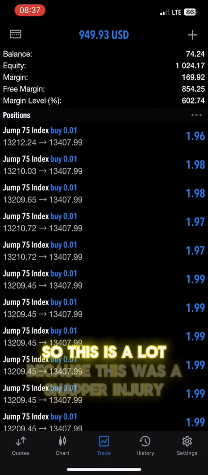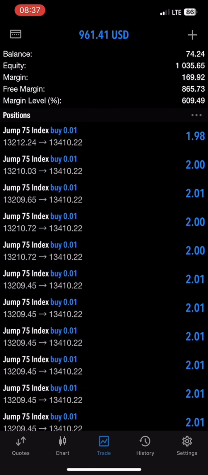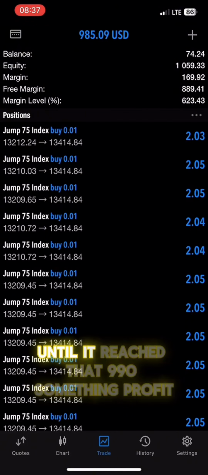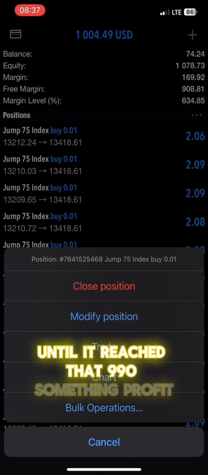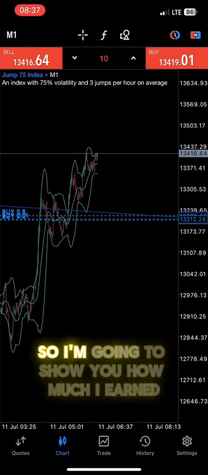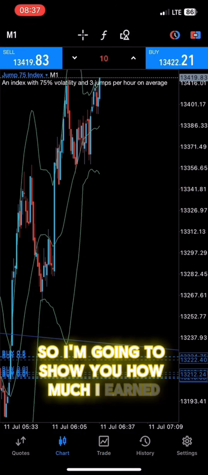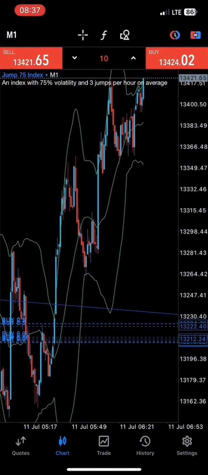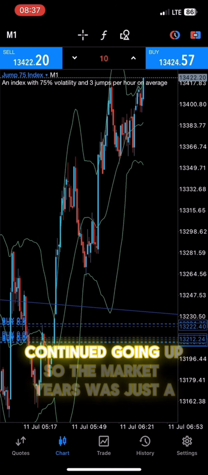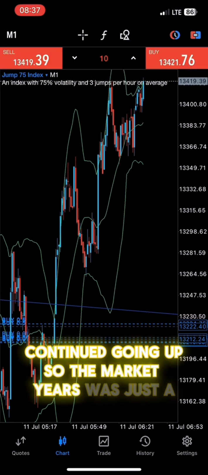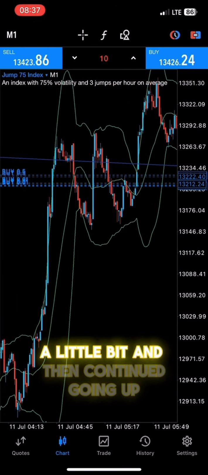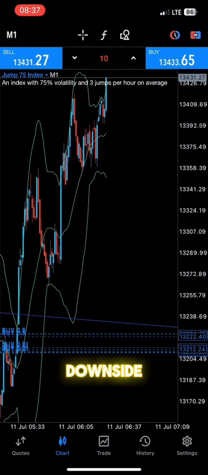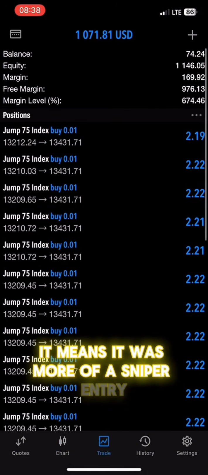This is a lot because this was a sniper entry. The sooner I entered, the market continued going up until it reached that 990 something profit. I'm going to show you how much I earned. As you can see, as marked by that chart, the market continued going up. The market just retraced a little bit and then continued going up. So there wasn't much of a retracement to the downside. It means it was more of a sniper entry.